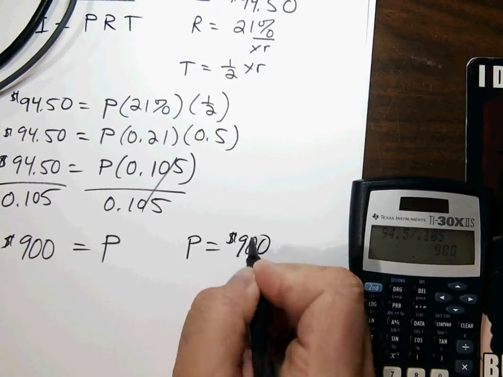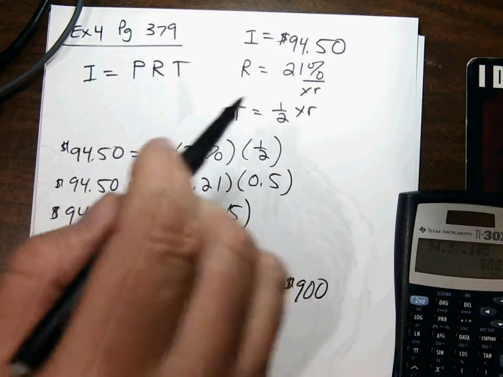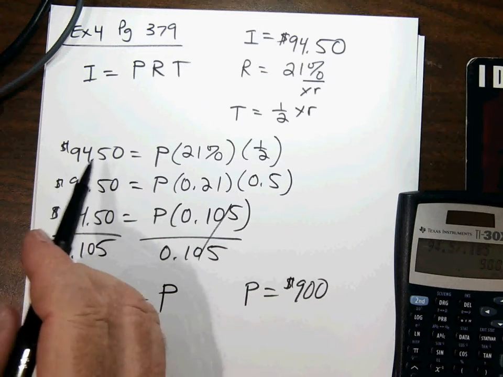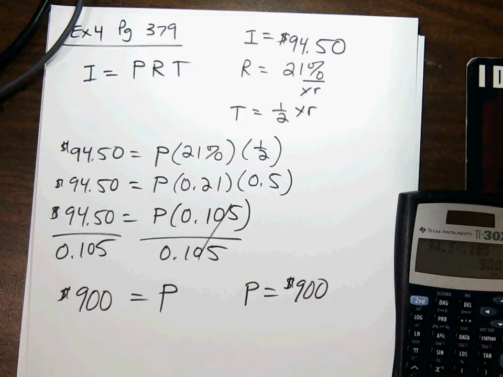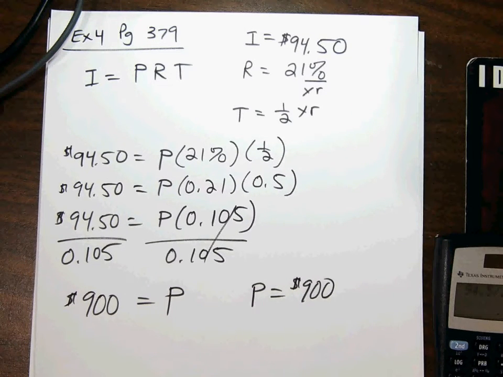So what are we saying? If I have $900 and I invest it in this account that pays 21% per year and I only have to leave it in there for half a year, I'm going to make almost $100, $94.50. That's a sweet deal. All right, good luck finding that rate though. But that's how we would do a problem like that. Again, this is simple interest. Most banking accounts would pay compound interest, and that's a little more complicated formula.